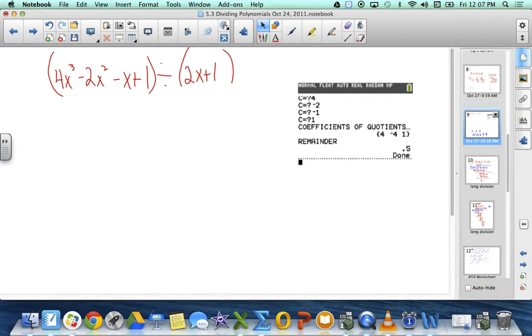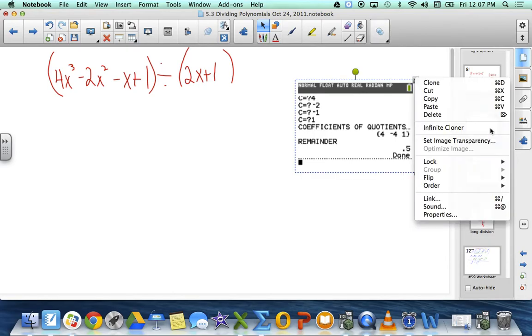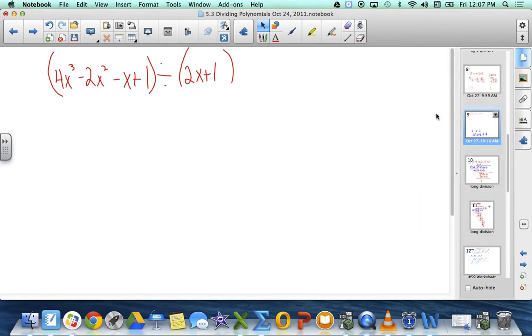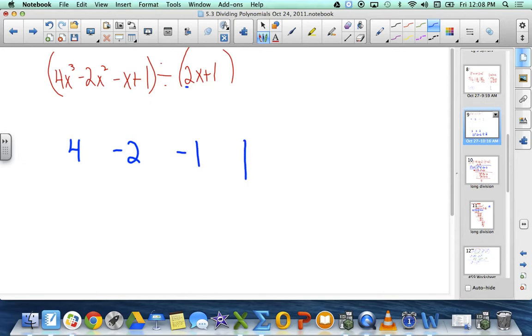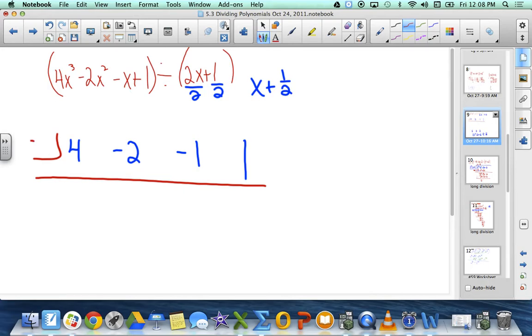So I have up here 4x cubed minus 2x squared minus x plus 1 divided by 2x plus 1. So I have 4, negative 2, negative 1, and 1. So we have x plus 1/2. So what are we going to divide by? Negative 1/2.